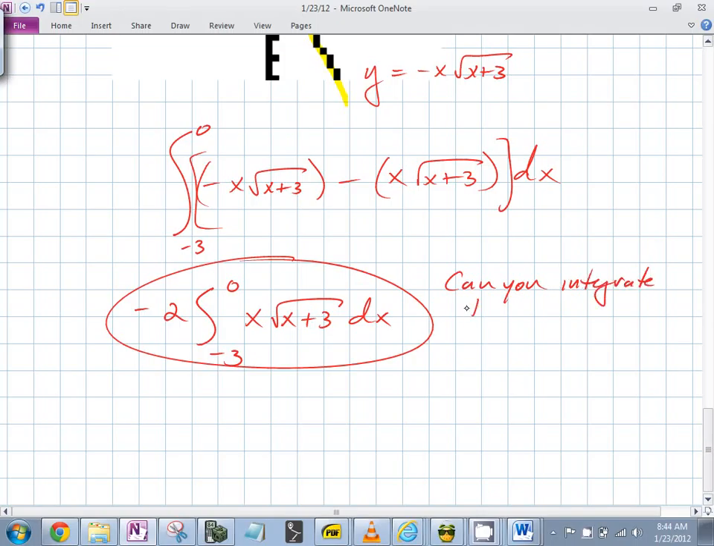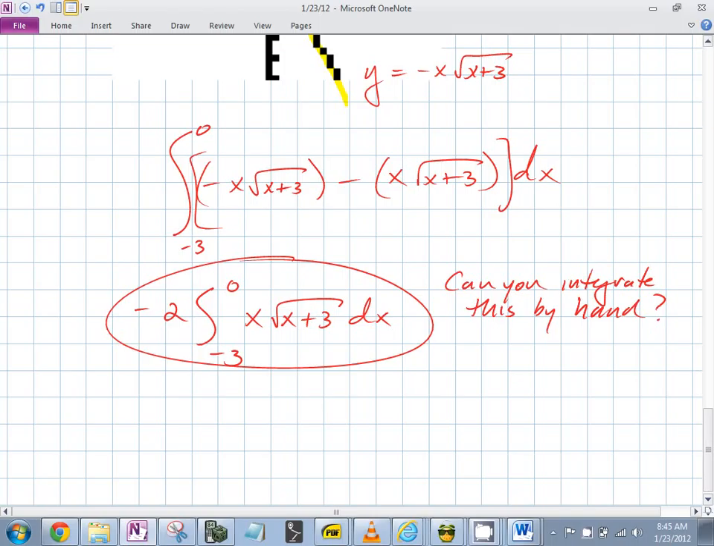What would you try? Maybe use substitution. That's like the only thing left. Does u-substitution work? No. The degree on the inside is 1. The degree on the outside is 1. If you do a u-substitution with x plus 3, does it cancel on the outside? No. So what are you going to have to use?